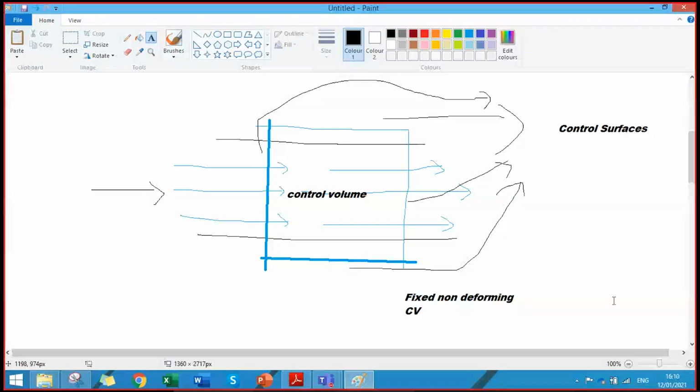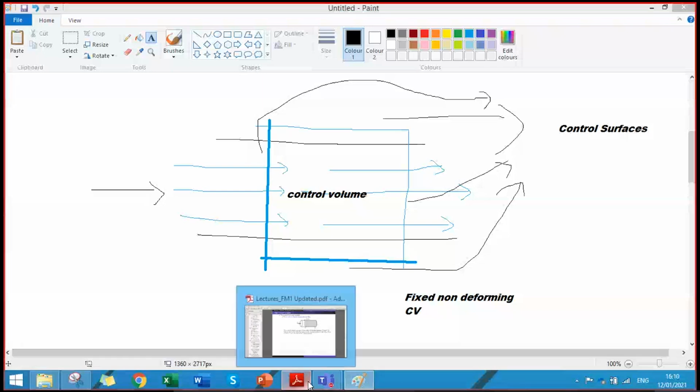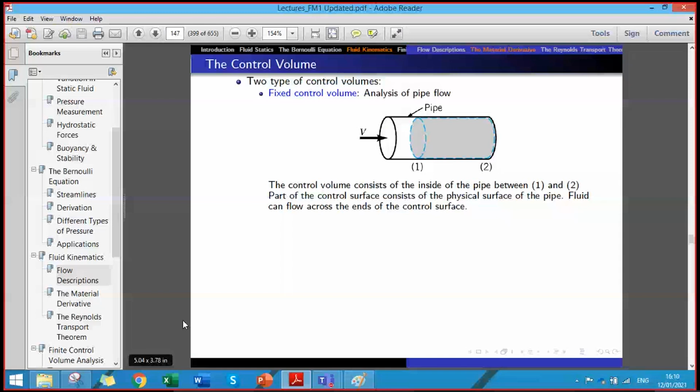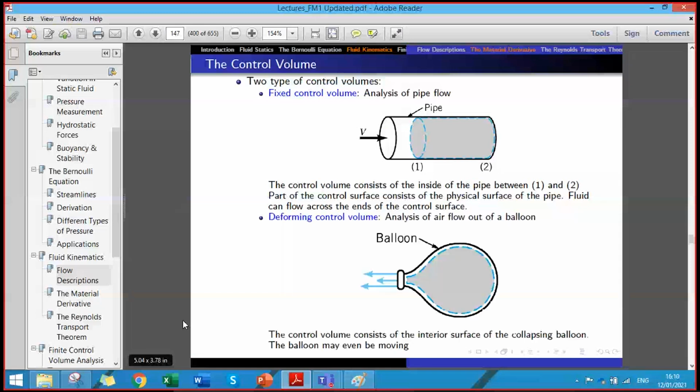Yes, sir. So if it is clear, then we move to the formulation of the Reynolds transport theorem. An example of a deforming control volume could be a balloon. You define the boundary of the balloon as a control volume. So what happens when you deflate or inflate the balloon? When you inflate, the volume of the balloon will increase. So that's an example of a deforming control volume. When you deflate it, the air will discharge out. So that's a deforming control volume.